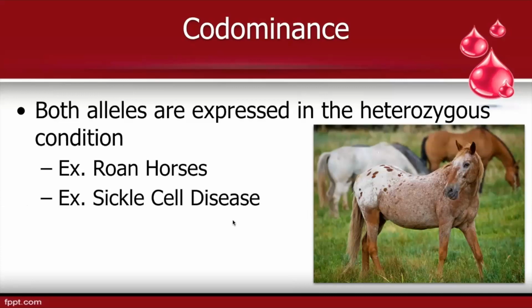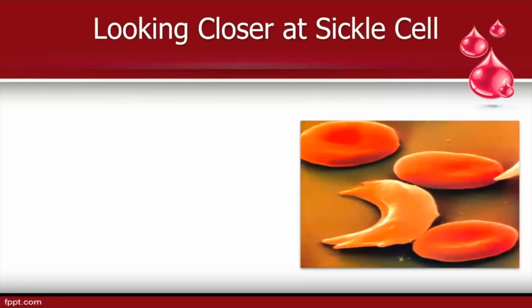Okay, so related to blood, a common example of codominance is sickle cell disease. So here's some sickle cells, and you can see you have normal cells and you have sickle cells. So that's showing you both alleles are being expressed at the same time. Some got the allele for the regular shape and some got the allele for an awkward shape.